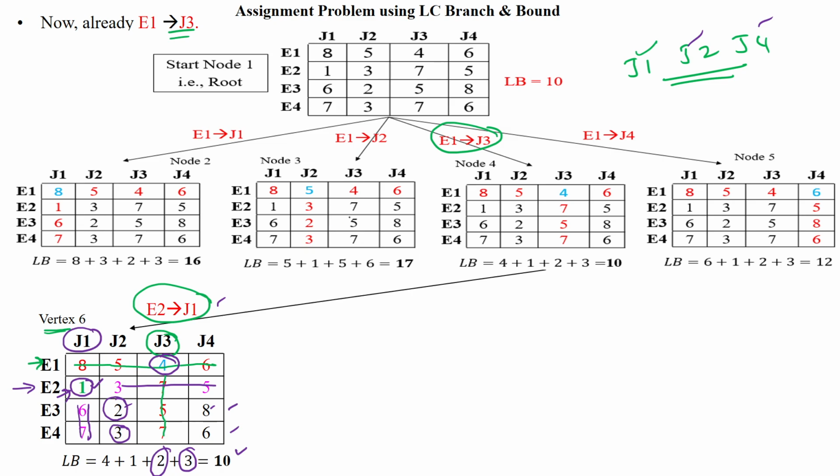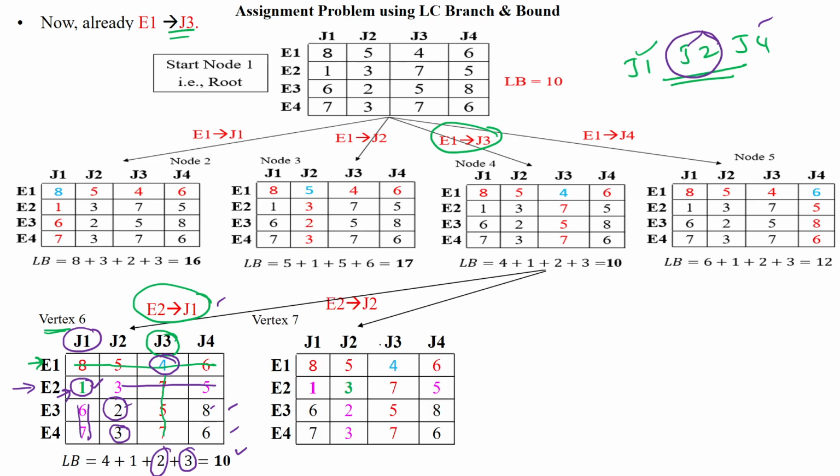Then another possibility is job number 2. Okay, so job number 2 is assigned to employee number 2. So already here job number 3 is assigned to employee number 1. It was done in the previous level, so it is unavailable.